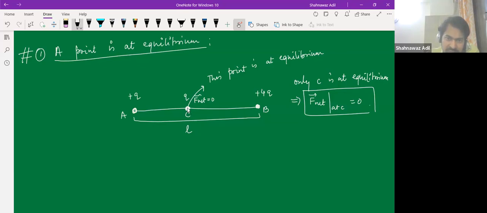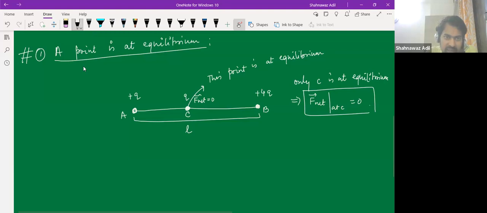So how many forces are acting on this point? Two, right? Only due to A and due to B. So now we have to figure out what is the force on C due to A and due to B.